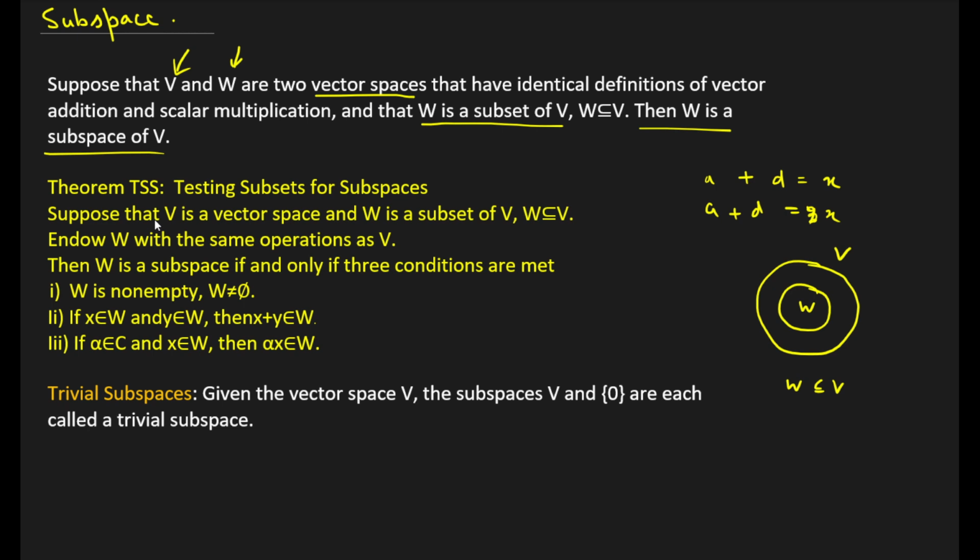Okay, so if W is a subspace, that means it is itself a vector space, and another condition is W must be a subset of V.